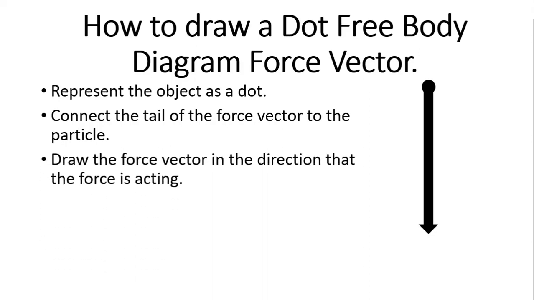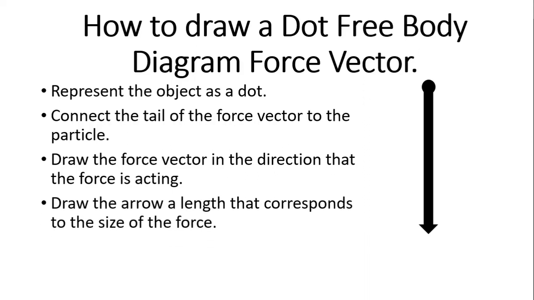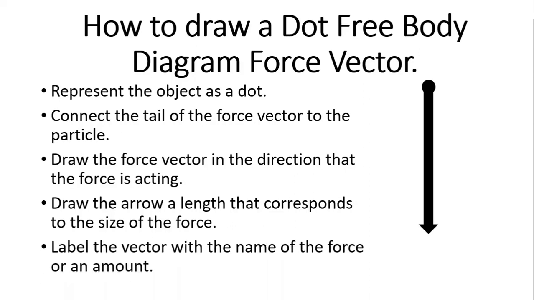We also need to draw the force vector in the direction that the force is actually acting. So the force is acting in that downward motion. And then you want to draw the arrow a length that corresponds to the size of the force. Okay, then we need to label the vector with a name of the force or an amount for it. So here we're going to say, oh, that's gravity.